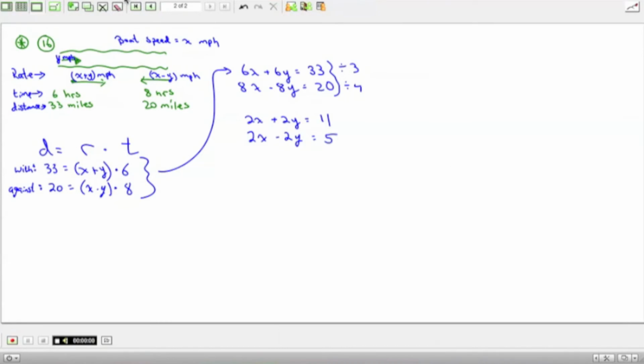Now, what's nice about that is everything is a bunch of 2's, and to get rid of a variable, all you have to do is add them together. Look, positive 2y, negative 2y. So if we add them together, we're going to get 4x is equal to 16. Therefore, x is equal to 4 for what?